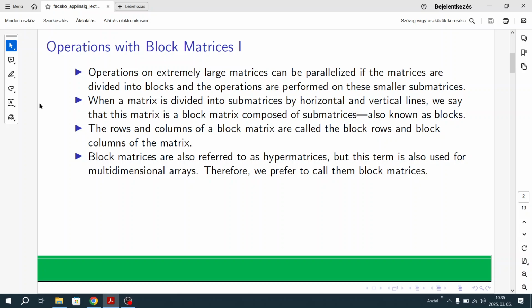They have a second name, hypermatrices, but the hypermatrices are different matrices. Sometimes it is very useful if you have multidimensional matrices. Well, you are not computer scientists, but the vectors are arrays. Two-dimensional arrays are matrices, and sometimes you need three-dimensional arrays.